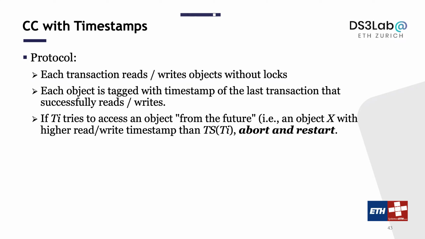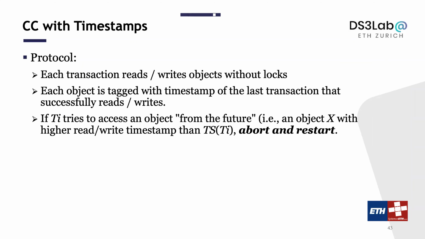If you have a transaction TI that tries to access an object from the future, meaning, for example, it tries to read an object X, but X is written by a transaction with a larger timestamp, then this transaction TI is actually reading from a future transaction. That's going to break my serial order. If that happens, I'll abort and restart TI.